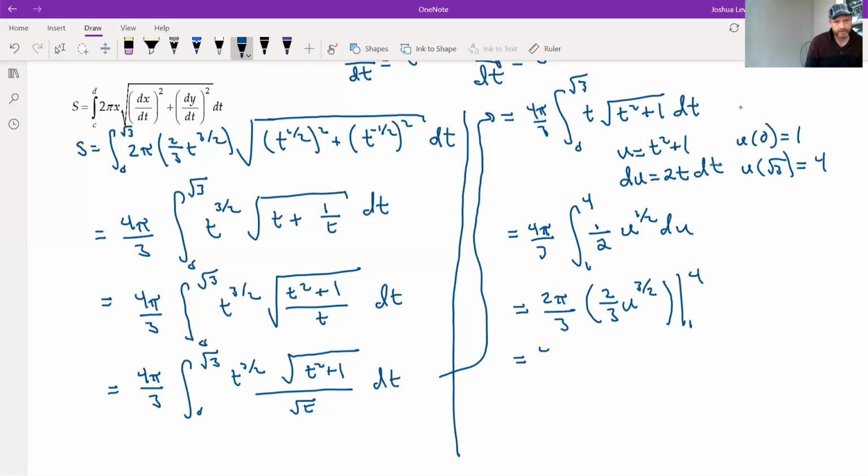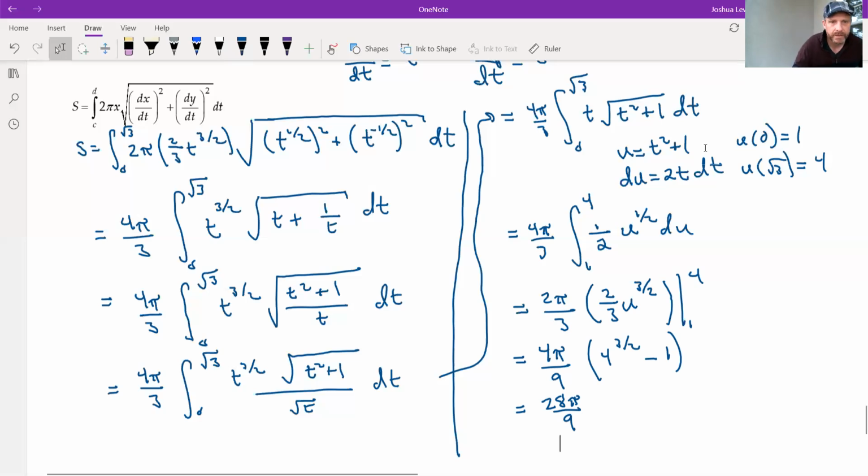And so we get 4 pi 9ths. And then u to the 3/2. So 4 to the 3/2 minus 1 to the 3/2, which is just 1. And so 4 to the 3/2. Well, 4 to the 1/2 is what? 2. So 2 cubed is 8 minus 1 is 7. So we have 28 pi over 9. Okay? So there we have it.